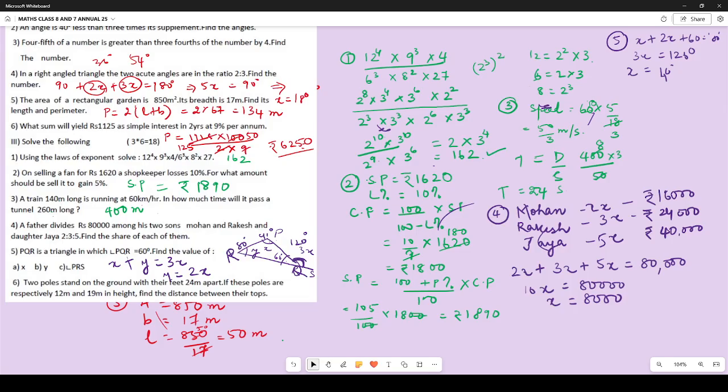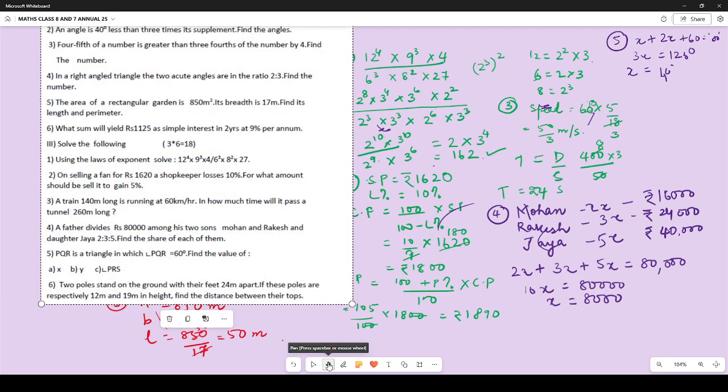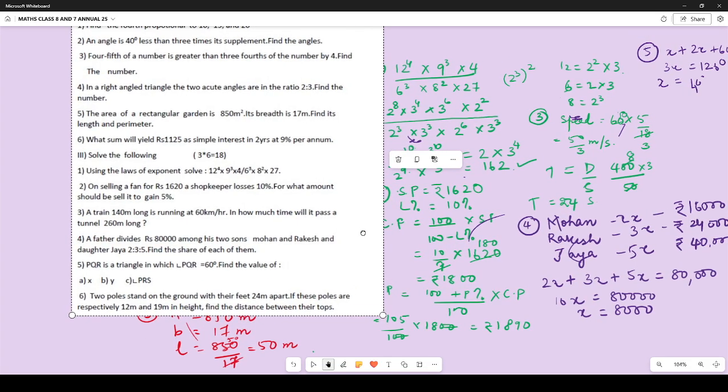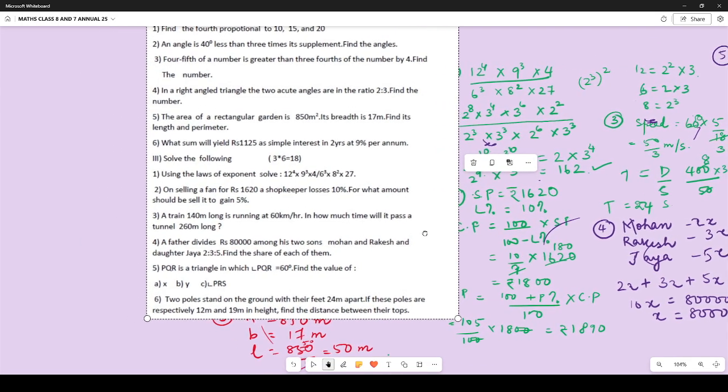Okay, now let us move on to this question number 6. So is it okay to move it? Again, this is showing some type of a problem. Oh, let me solve this over here.